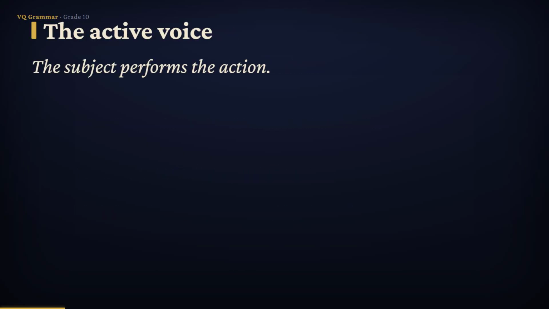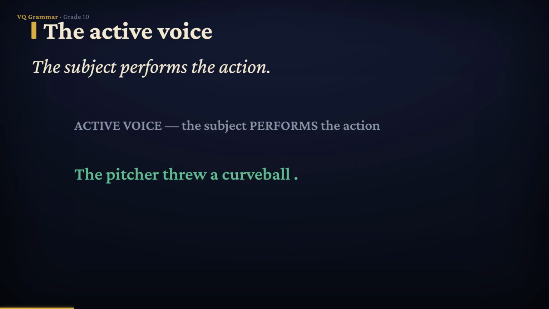Let's take the active voice first, because it is the one you already use all day long. A verb is in the active voice when the subject performs the action. The pitcher threw a curveball. Who threw? The pitcher. The subject is the doer. Marisol repaired the old radio. Who repaired? Marisol. Again, the subject is the one acting.